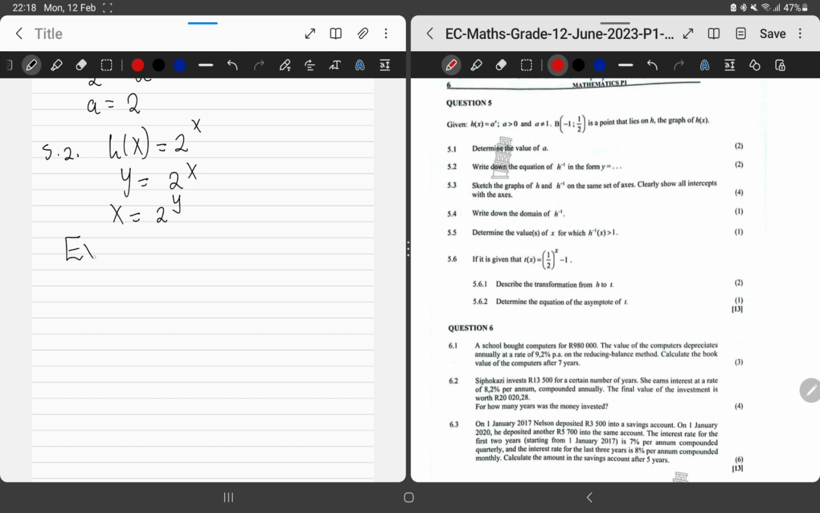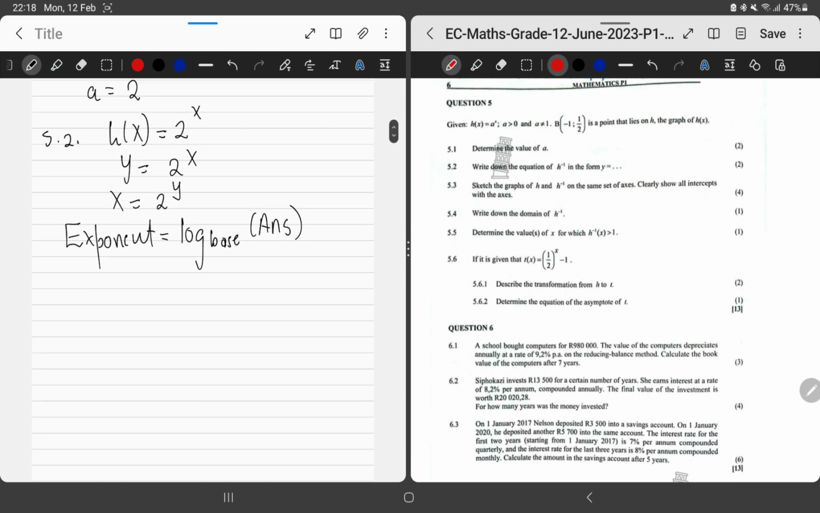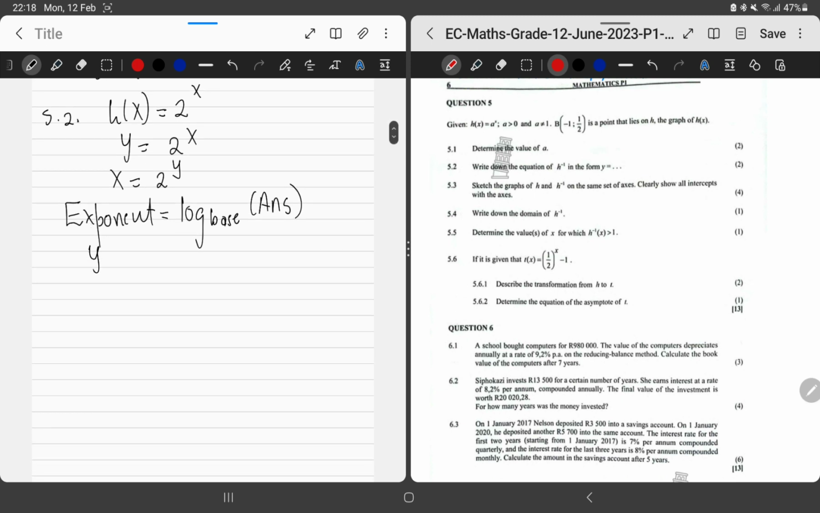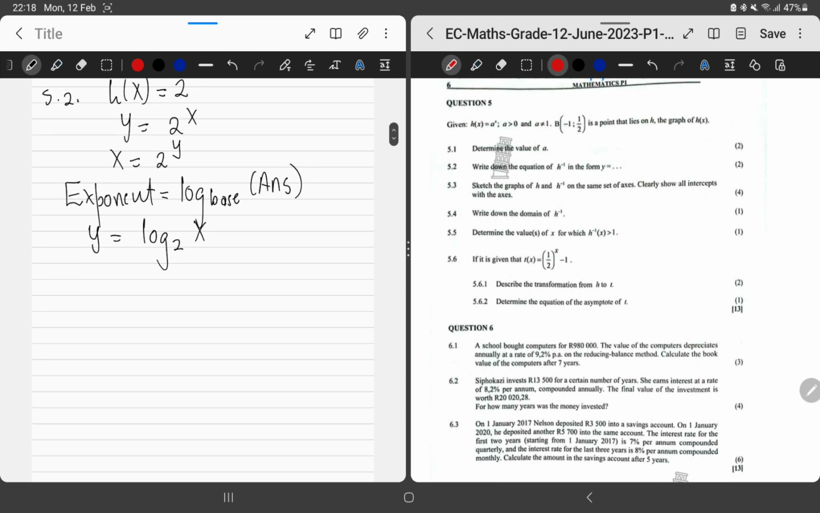This is how we do it. We say exponent is equal to the log of the base multiplied by the answer. The exponent is y. We have a log and the base is the 2. That's the base. And our answer is x. That's it.